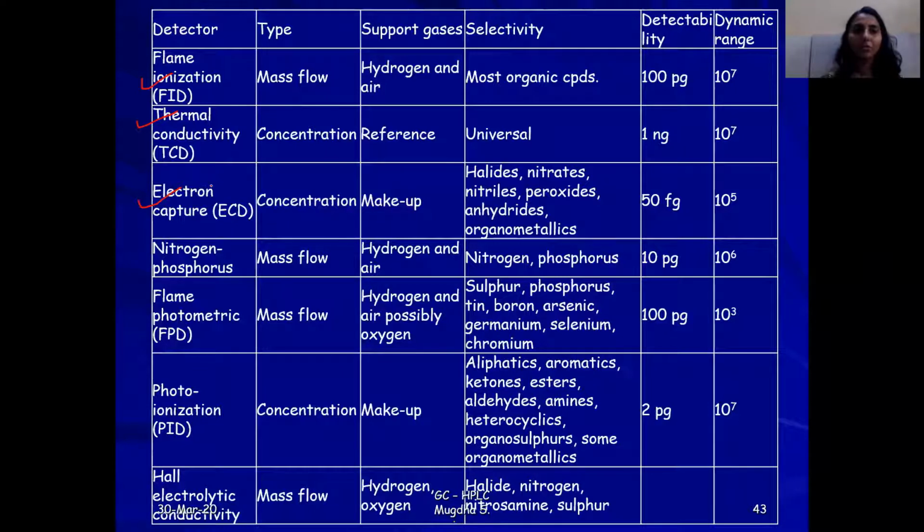They will usually ask you to explain either the thermal conductivity detector or the flame ionization detector in your final exams. Here you have the type, that is, mass flow or concentration type. Then you have the gases that it supports. Then selectivity, that means which type of components or chemicals it identifies very nicely. Then you have detectability and the dynamic range for those detectors. So let's see one by one.